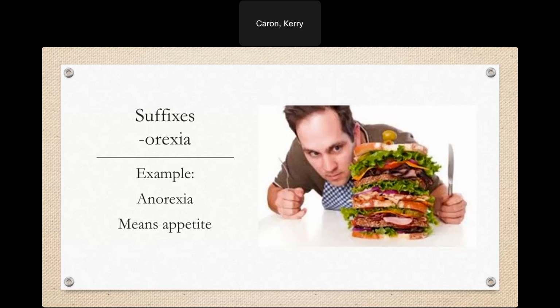Orexia is appetite. So anorexia means without appetite or no appetite. And not to be confused with anorexia nervosa, which is an eating disorder. You can have anorexia for any reason. Just like I had a visceral reaction to something and now I don't feel like eating.